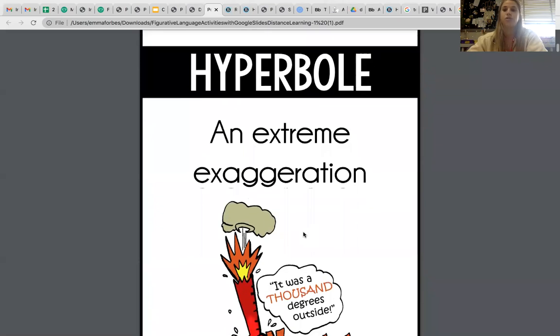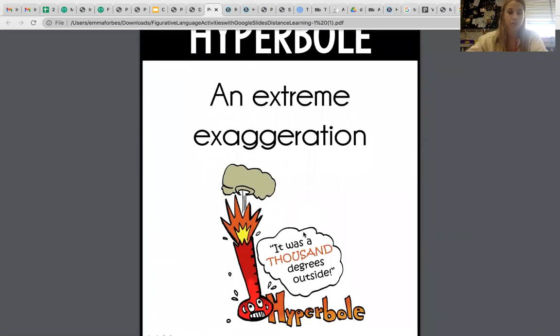Hyperbole is an extreme exaggeration. For example, it was 1,000 degrees outside. We know that if there was 1,000 degrees outside, we would not make it. So anything that is completely exaggerated, and we use these daily. When we're super emotional, we like to use these. I'm so hungry, I could eat a horse, or something like that. Something that we're not going to actually do, but we're over exaggerating.